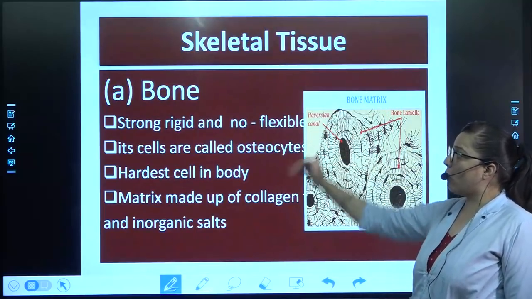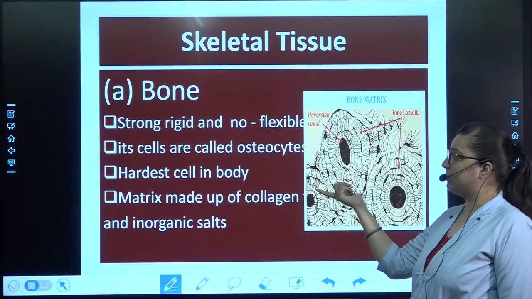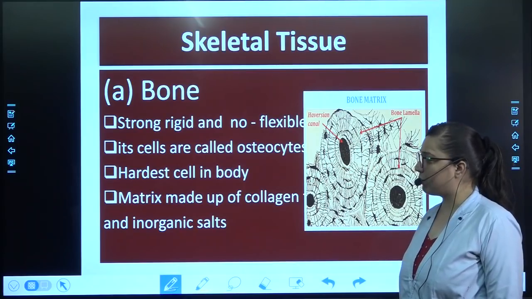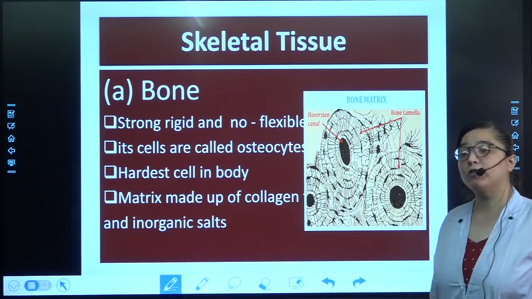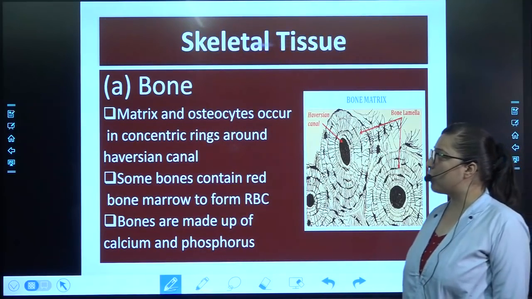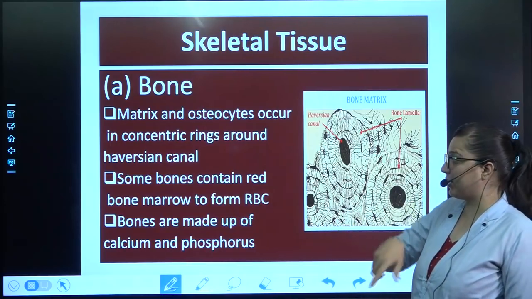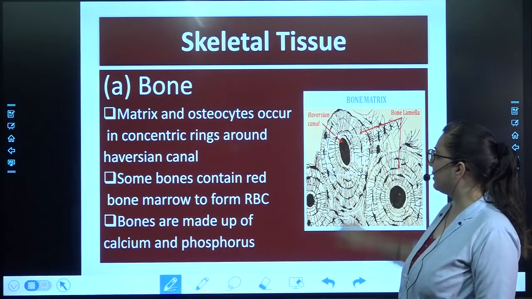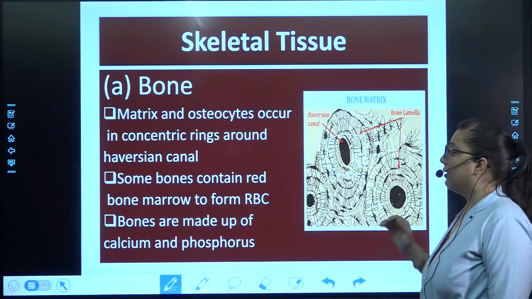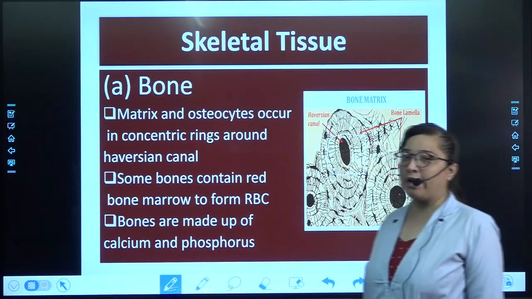Skeletal tissue, bone. It is strong and non-flexible. What are its cells called? Osteocytes. These are the hardest cells in the body. What is its matrix made up of? Its matrix is made up of collagen fibers. Then comes bone. The matrix and osteocytes, where do they occur? They occur in the form of concentric rings around the Haversian canal. Some bone contains red bone marrow to form the red blood cells. And what are they made up of? Calcium and phosphorus.